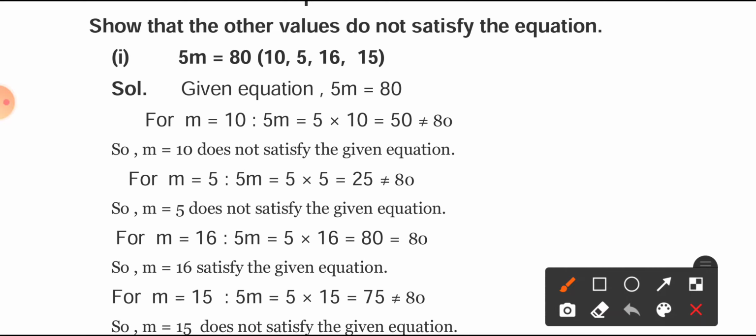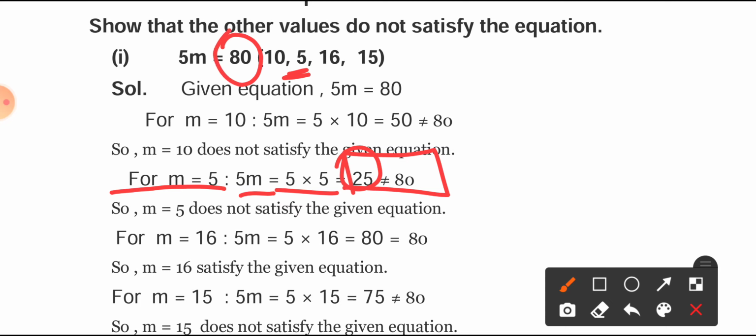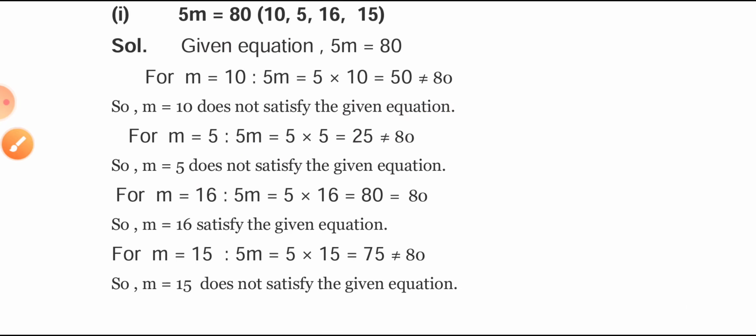Now after 10 which value is given, 5. Now put m = 5. So 5m, 5 × 5, 25. Again you can see 25 is not equal to 80. हमें किससे कंपेयर करना है, राइट हैंड साइड पार्ट से. राइट हैंड साइड पार्ट क्या है यहाँ पर, 80. So 25 is not equal to 80. It means m = 5 does not satisfy the given equation.